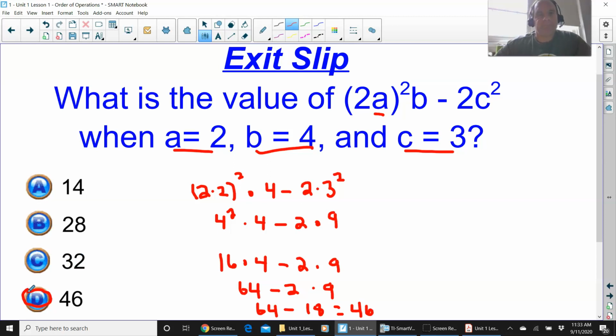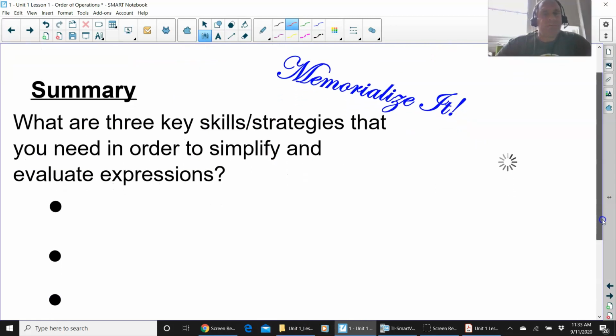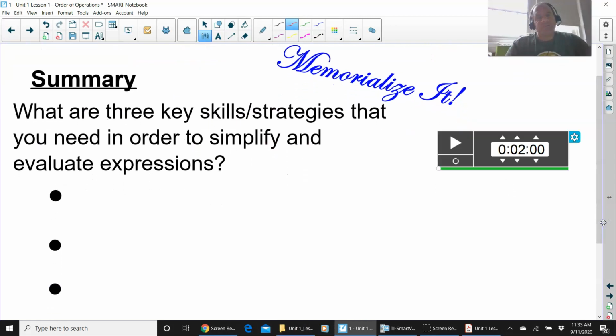All right? So the next page you will see a summary. And what we want you to do is to fill out, you have 2 minutes to fill out a summary, like 3 key skills or strategies that you need in order to simplify and evaluate an expression. And that's what we did here in this lesson. So look back and then just write down 3 things that you feel, this is for you, are most important.